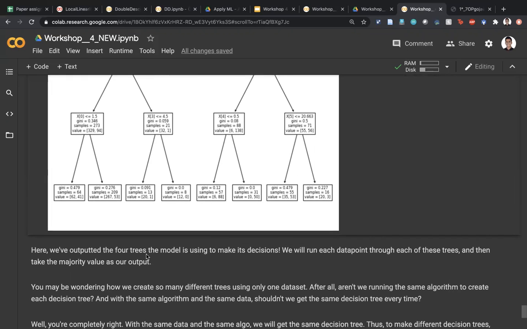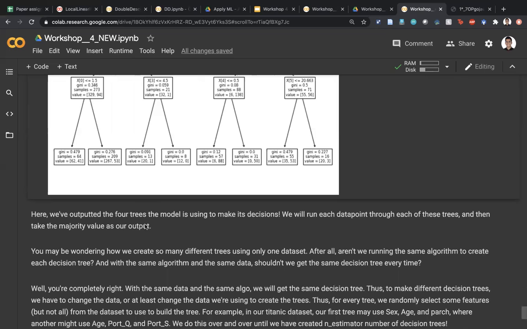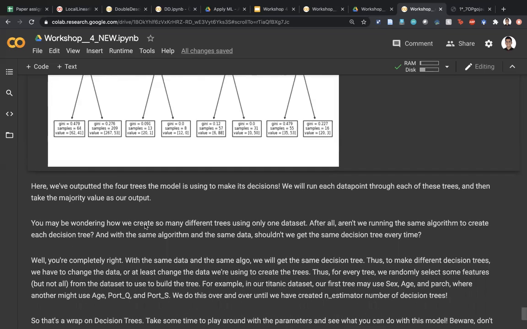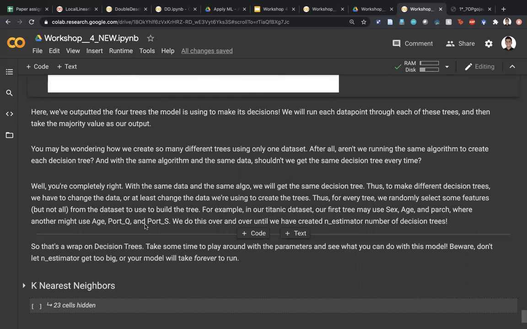Right. And like I mentioned before, what you would do is you'd get a prediction from each decision tree and then try to classify it into the appropriate class depending on a vote. Right. So we covered some of this before.